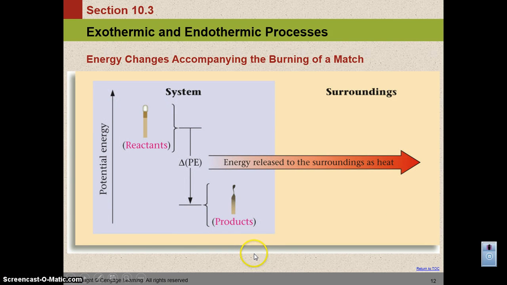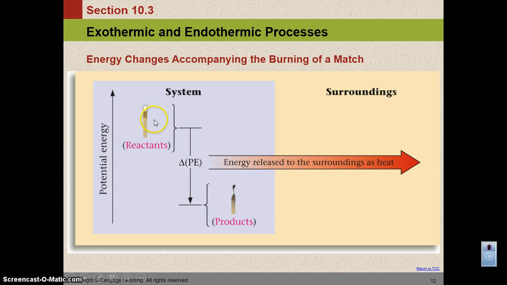All right, let's take a minute to look at exothermic and endothermic processes. So if you'll notice, this is just a match, and we have a match up here, and we have to strike it on the box in order to burn the match. So the potential energy is highest here when the match is the reactant. In this case, the system is the match, and the surroundings are everything else.